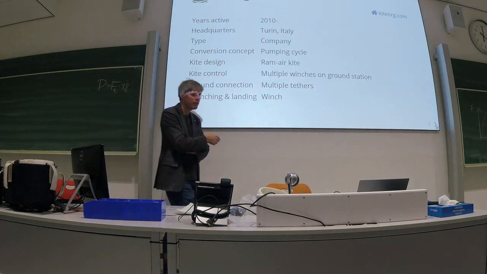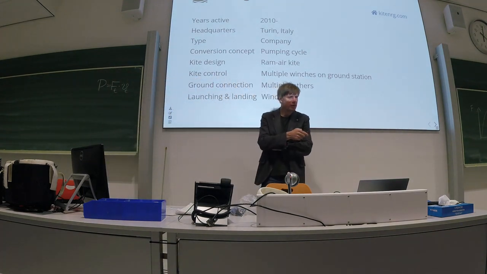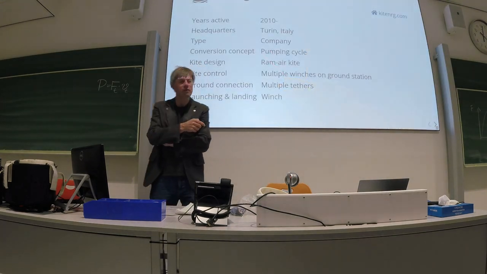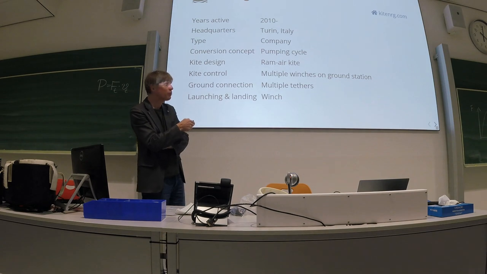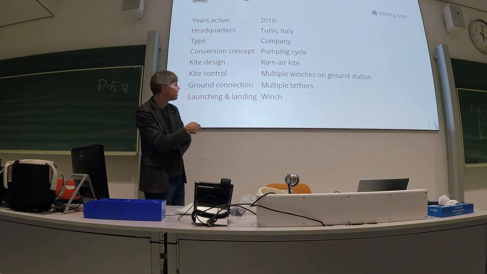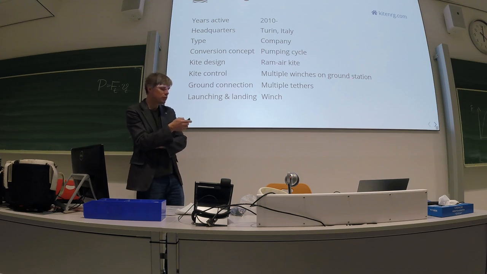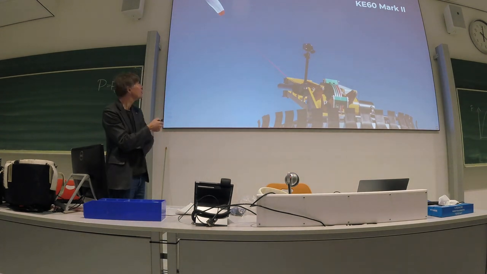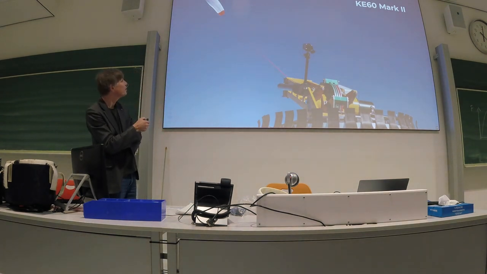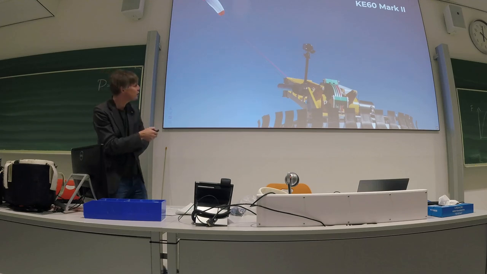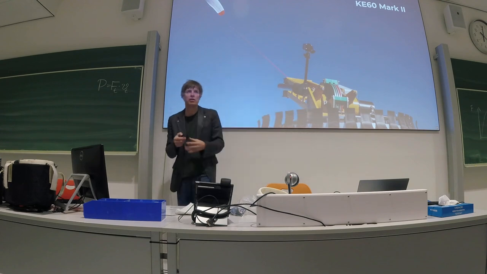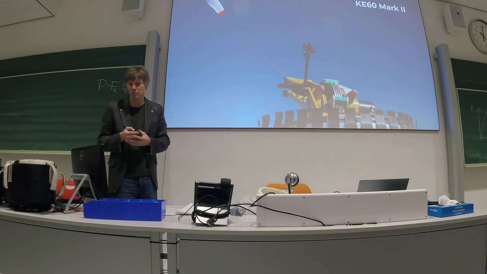Yeah, then we have a few slides on Kite Energy. It's an Italian startup. It's very similar. Sorry, it's from 2010. It was one of the early companies. They use a ram air wing, and they had multiple winches on the ground to steer the kite. And here's one photo from a few years ago. You see the ram air wing in nice Italian colors. See here multiple tethers coming down to the ground station from where it was steered.